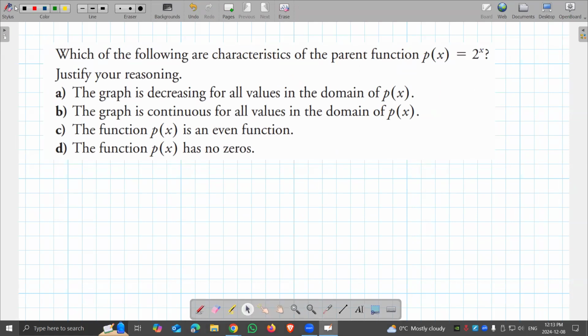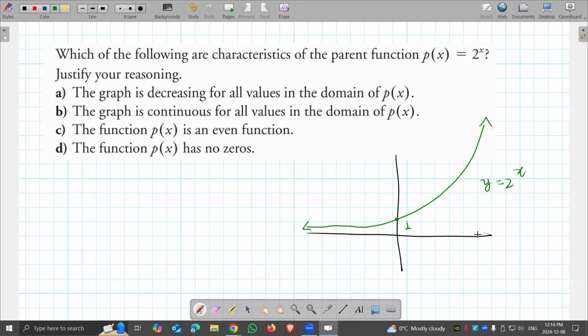It's an exponential function. And just recall about exponential functions, it looks like this. The parent function will always go through the y-intercept of 1. And there is an asymptote down here. Exponential functions cannot cross the x-axis. So let's look at this question part by part.